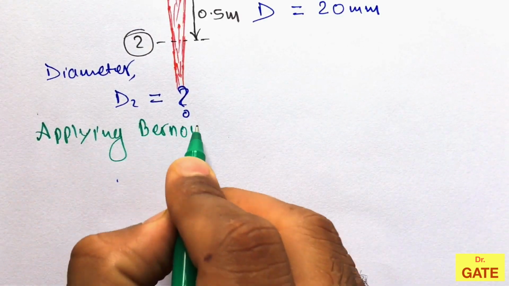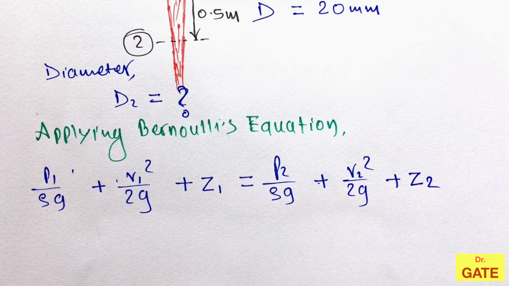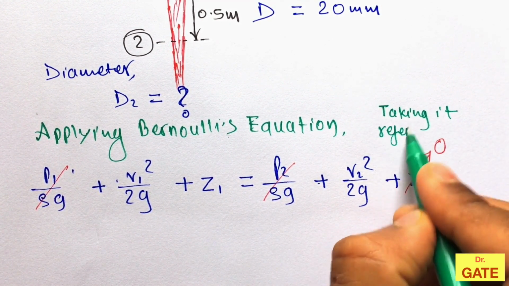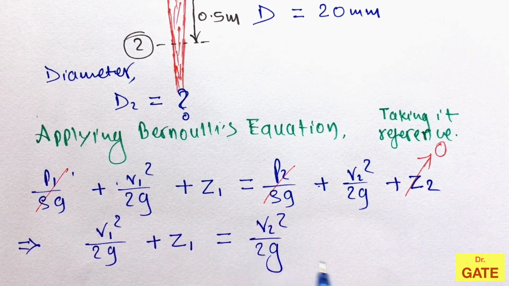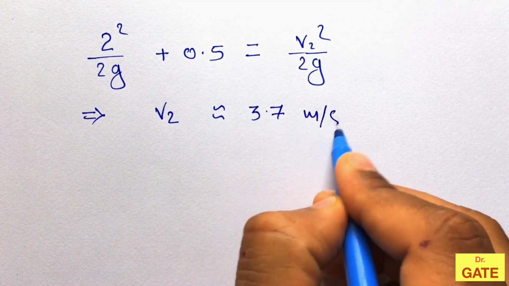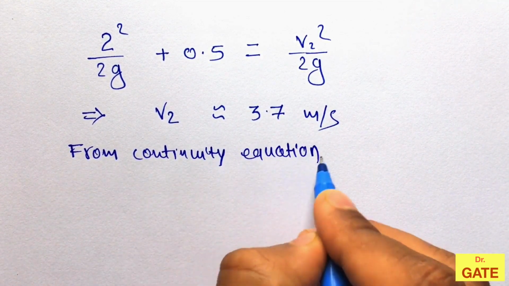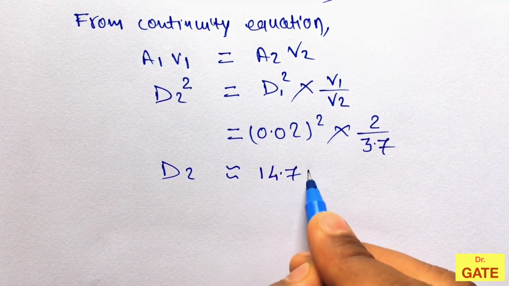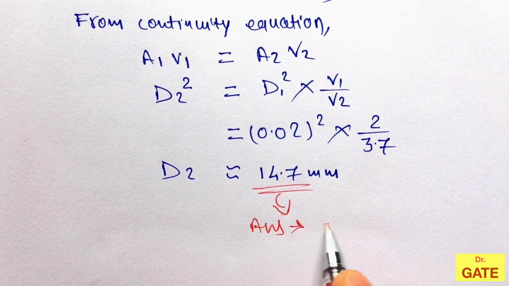d2. Applying Bernoulli's equation, since everywhere pressure is atmospheric, these two will get cancelled out and z2 will be 0 because we are taking it as reference. On further solving it, we will get v2 approximately 3.7 meter per second. From the continuity equation, we will get d2 approximately 14.7 millimeter. So option B is correct.